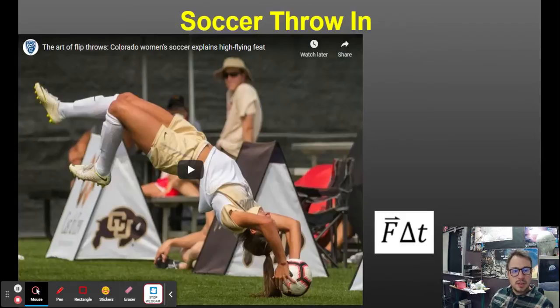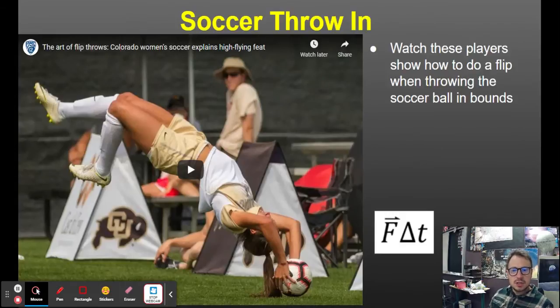And this is another example of soccer throwing. So these players are doing, if they're throwing a ball in from out of bounds, it has to go over the head and throw it. But these players are doing a flip, right?